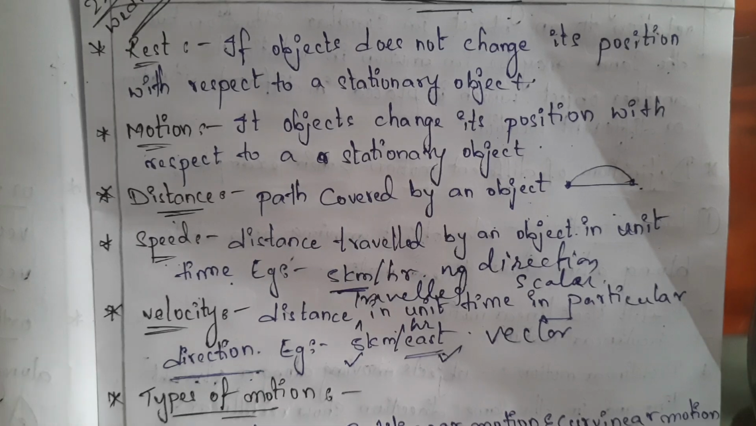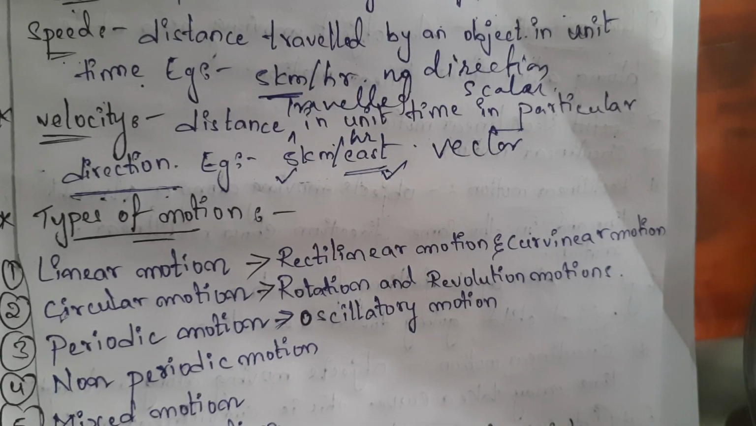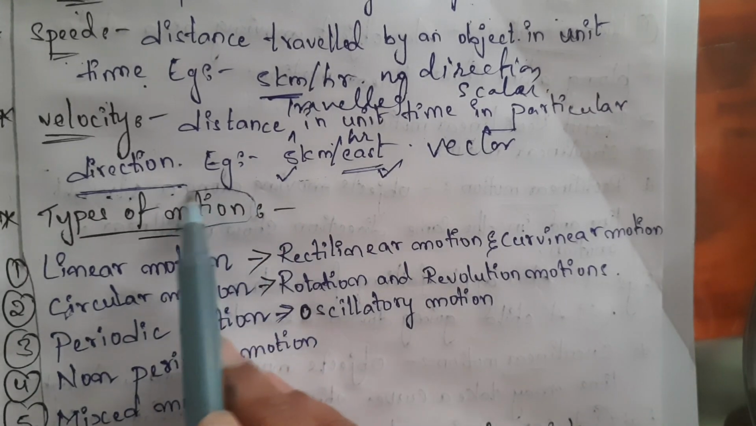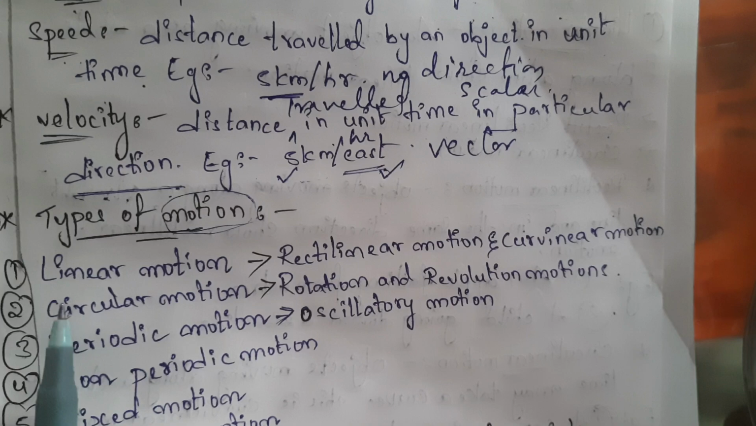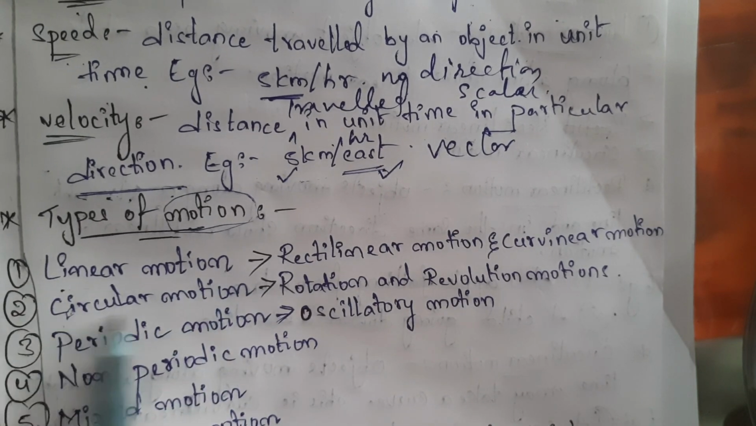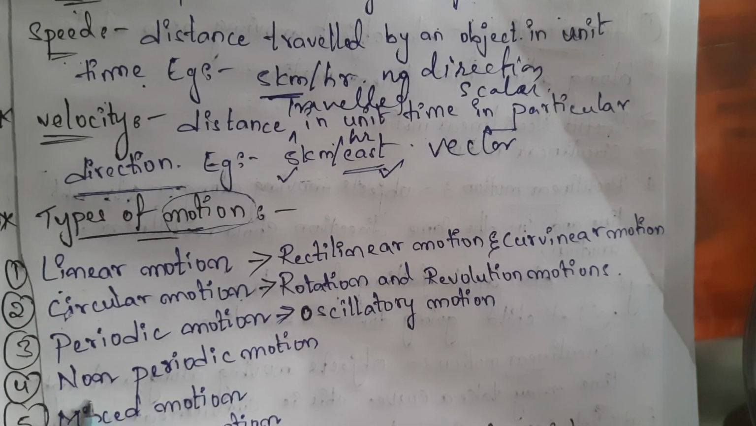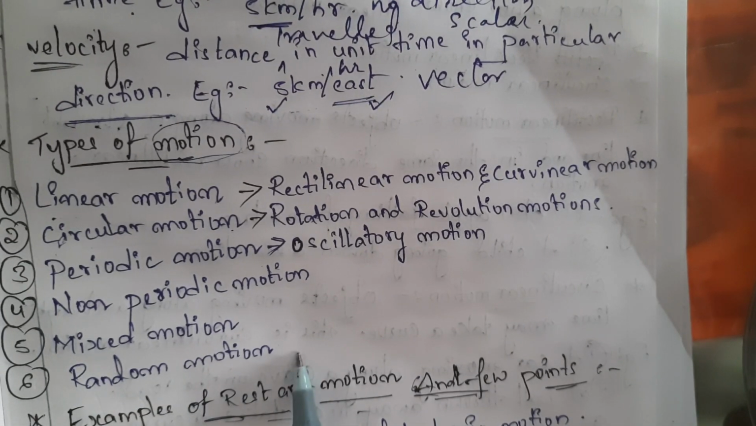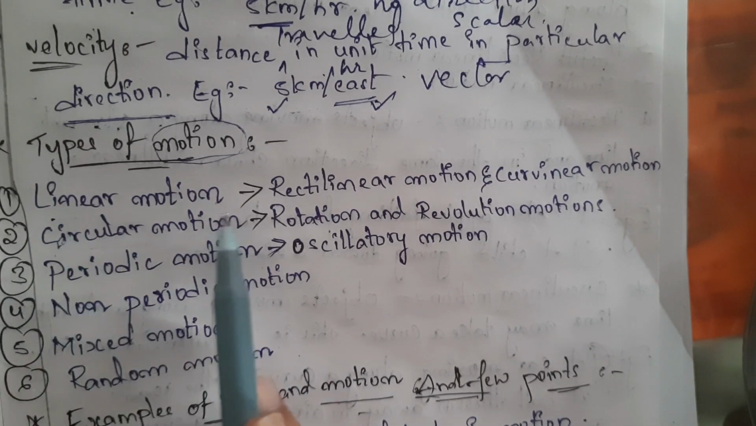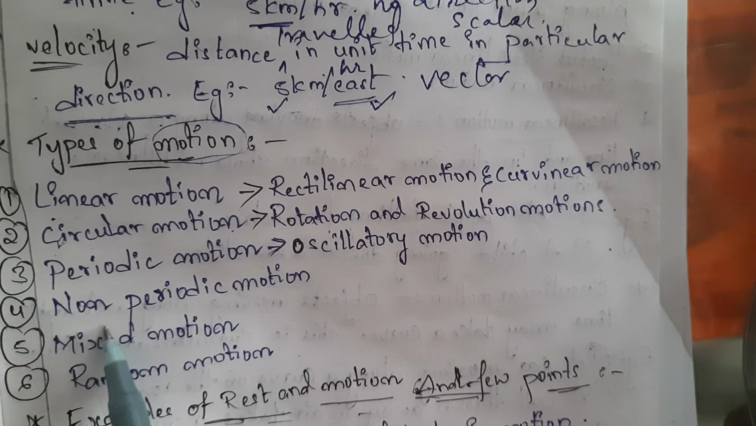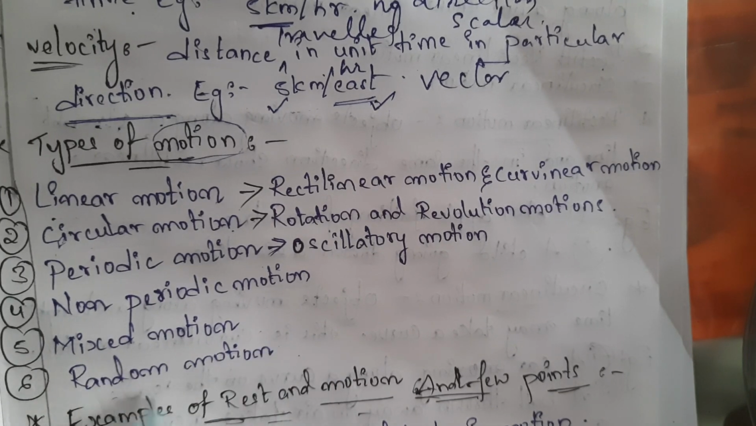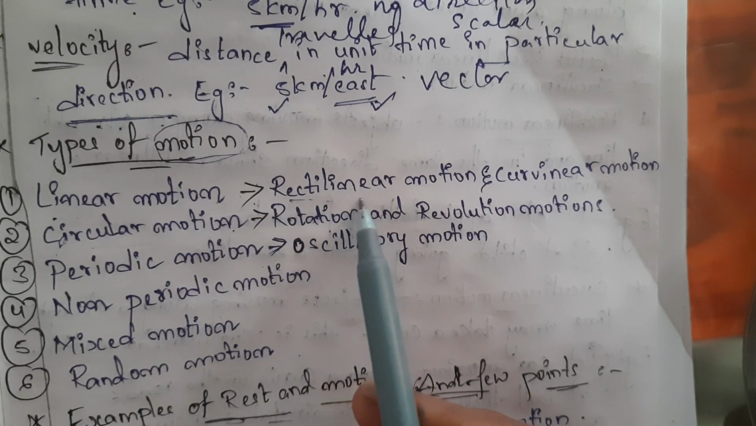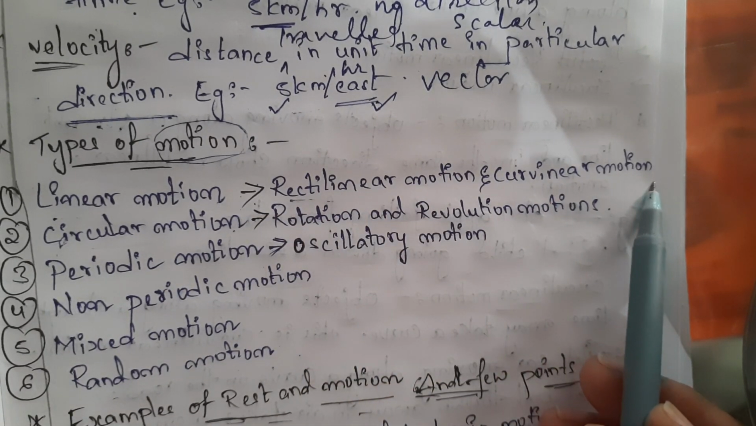Now let's start with the next topic, types of motion. There are different types of motion. What is motion? If the object is changing its position. Motion can be linear motion, circular motion, periodic motion, non-periodic motion, mixed motion or random motion. Linear motion can again be of two types: rectilinear motion or curvilinear motion.